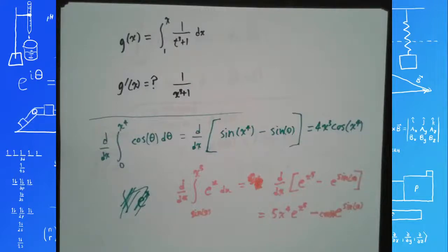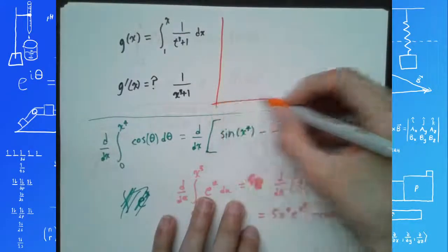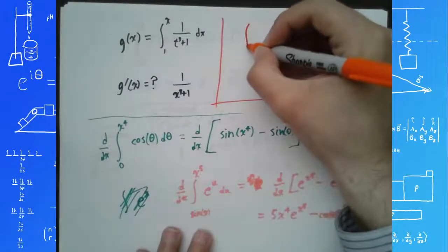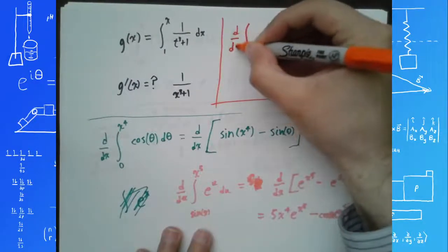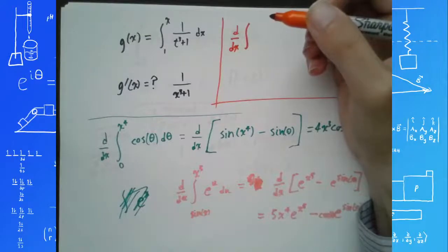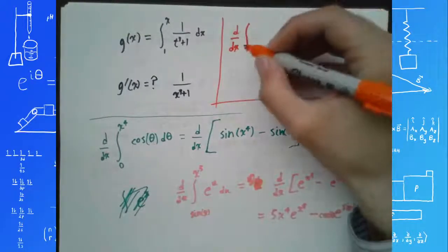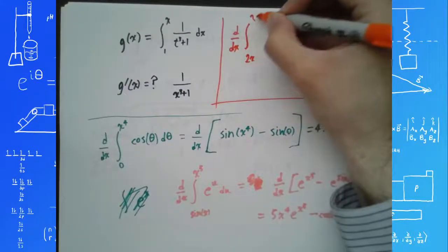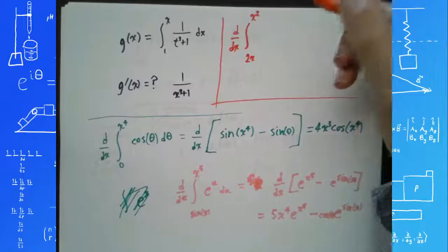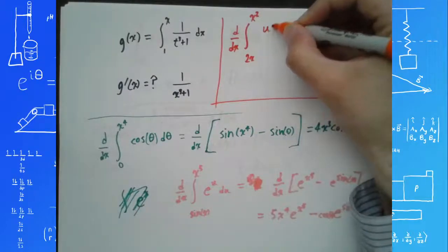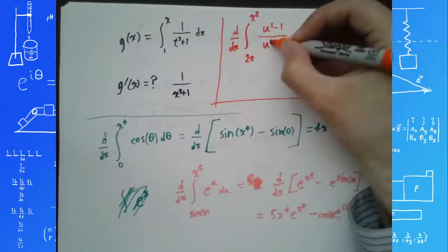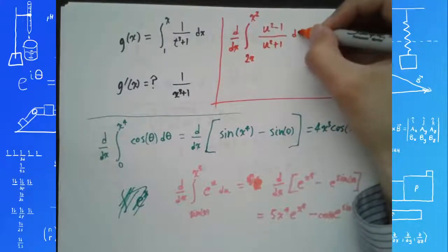Actually, I don't need a new sheet. I have some space here. Let's see how we would handle the derivative of the integral from 2x to x squared of u squared minus 1 over u squared plus 1 du.